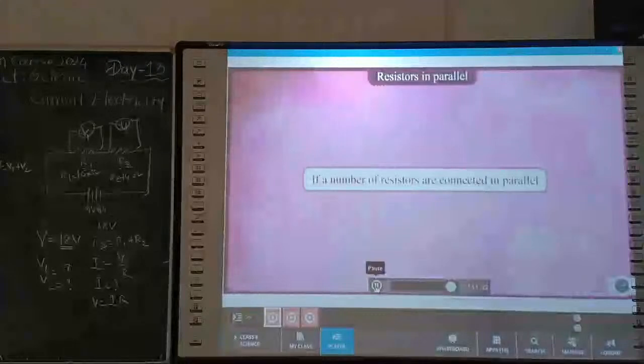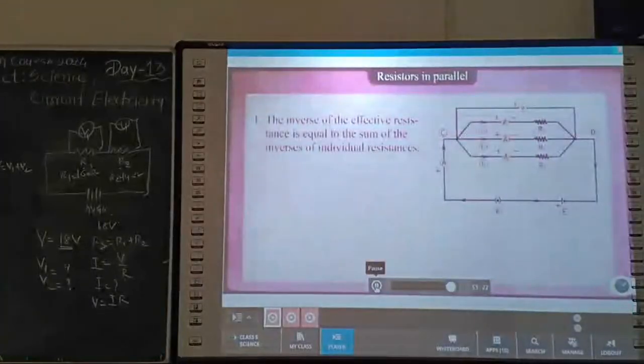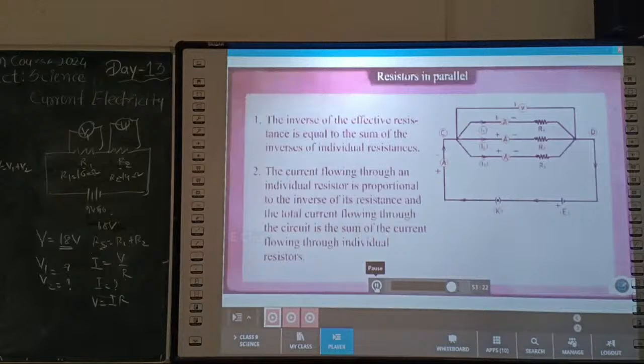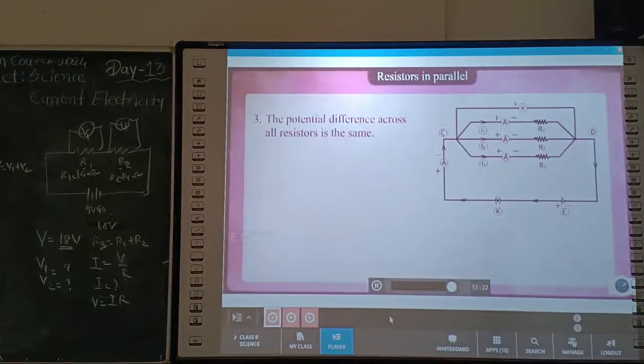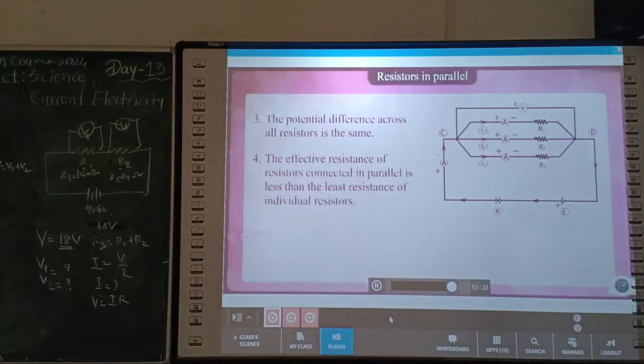If a number of resistors are connected in parallel: 1, the inverse of the effective resistance is equal to the sum of the inverses of individual resistances. 2, the current flowing through an individual resistor is proportional to the inverse of its resistance, and the total current flowing through the circuit is the sum of the currents flowing through individual resistors. 3, the potential difference across all resistors is the same. 4, the effective resistance of resistors connected in parallel is less than the least resistance of individual resistors. 5, this arrangement is used to reduce the resistance in a circuit.